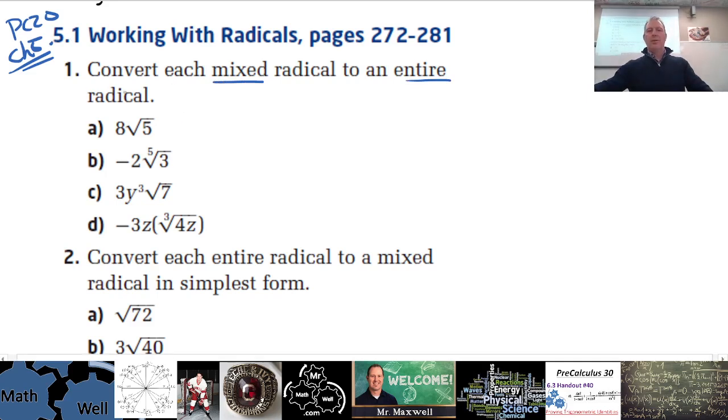A mixed radical has a regular number part that's outside of the root sign, that's not 1. So it's obviously something other than 1 that's multiplied by the radical, and you have something inside. So these are all mixed radicals. This would be an example of an entire radical because there's no number other than 1 on the outside.